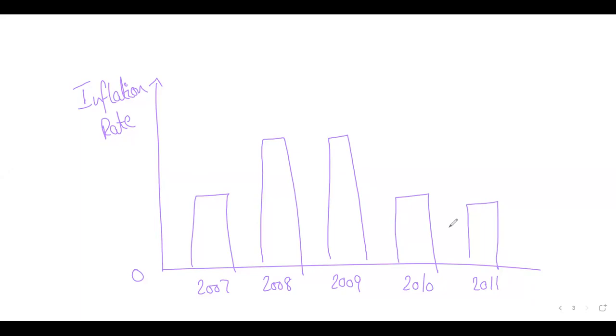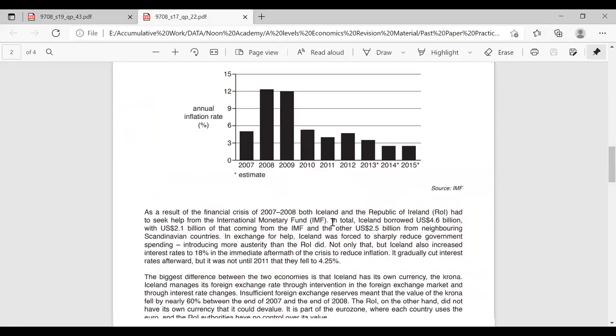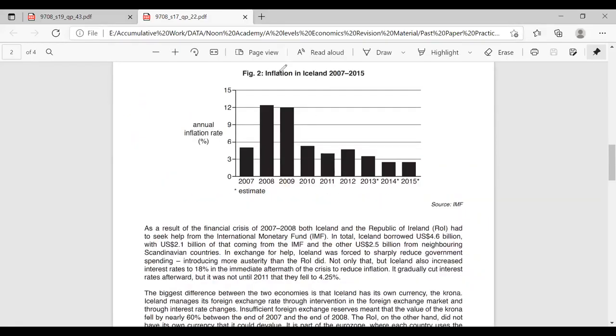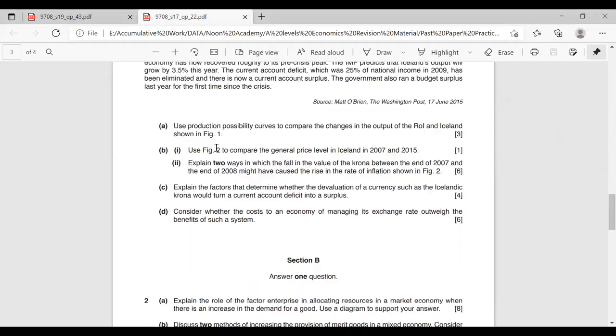But in this case, how will you answer it for 1 mark? You will say since prices are increasing every year, since the rate of inflation is positive for every year, that's why prices in 2015 will be higher than the prices in 2007. That's all. You don't have to write anything else, because this is the art that in a case study you have to answer very much to the point. It was just saying compare the general price level in Iceland 2007 and 2015. So you'll say the general price level in 2015 is higher, which means prices rose. There's more inflation because the inflation rate has been positive throughout the period, right? We good? Can we move to the next question?